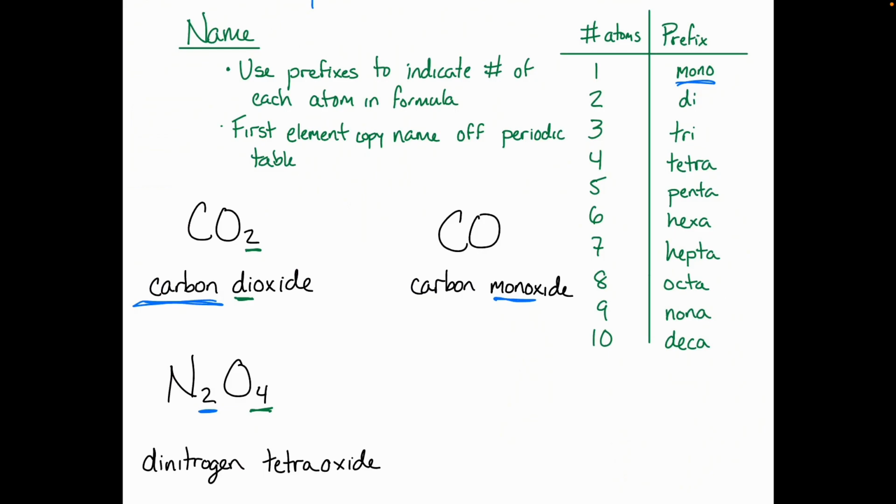Okay. The other thing that's a little weird about the first element, and again, go to the thing you know, that carbon dioxide example, we don't say monocarbon dioxide. We'll drop the mono prefix if there's only 1. All right, so for that first element, we're going to copy the name off the periodic table, no prefix, if there's only one. If there's more than one, like in dinitrogen tetraoxide, then we do have to build it into the name. But only one, we're not going to use the prefix.